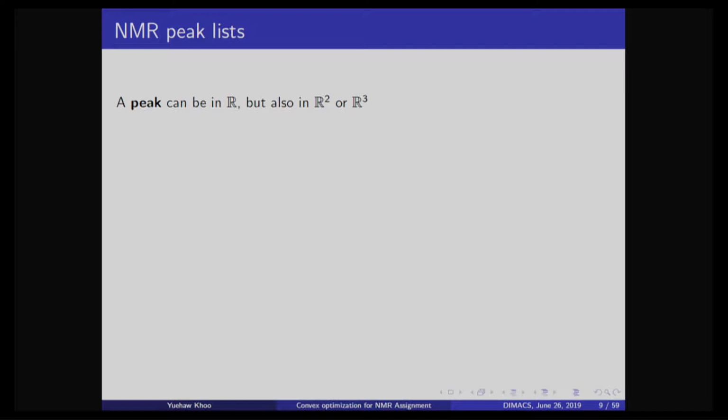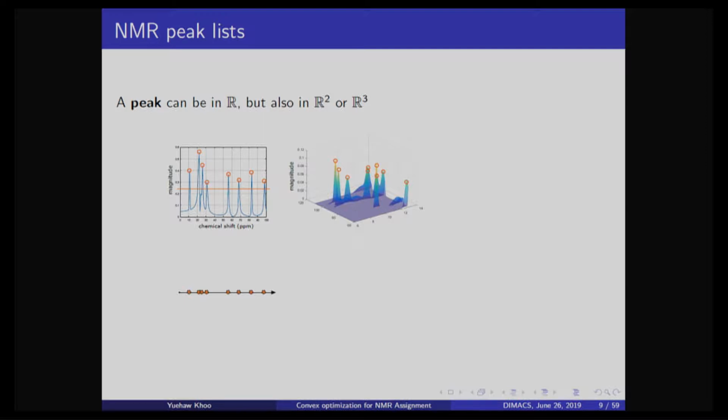You can have 1D spectra, you can also have 2D spectra and 3D spectra. The idea is the following. For 1D spectra, you have seen this. You pick the peaks, and then you can plot them on the real line. However, this is a graph for 2D spectra. After you perform peak picking, you start seeing a spectra like this. And I'll explain what this means.